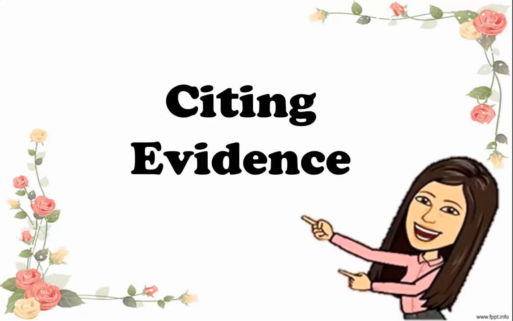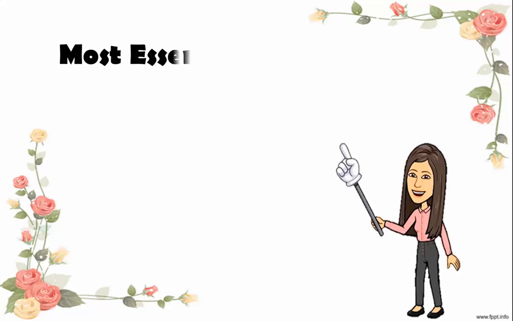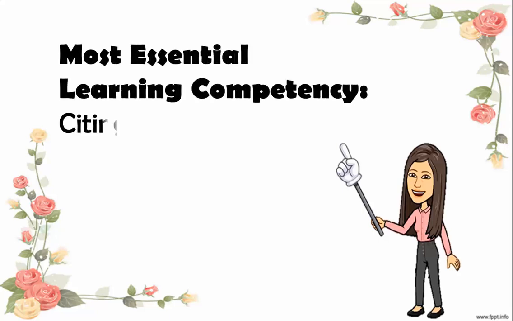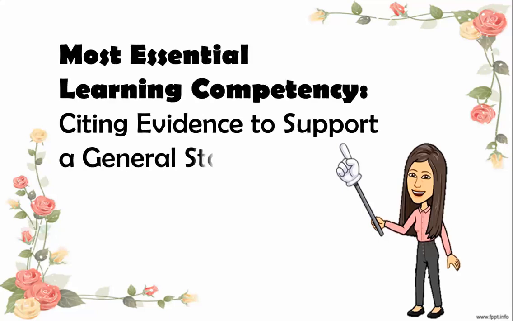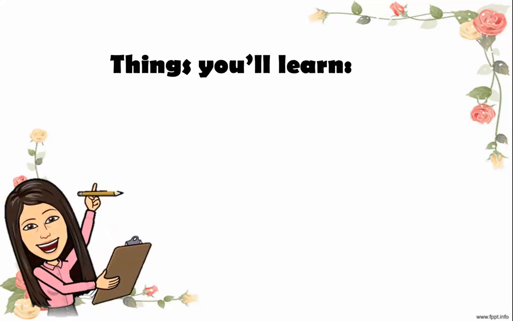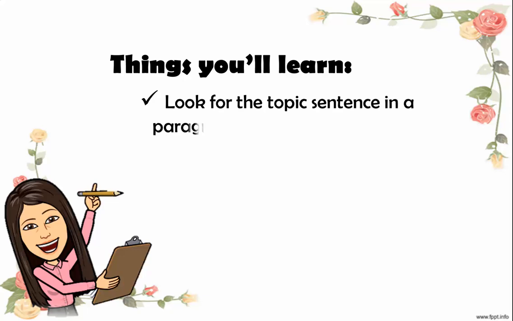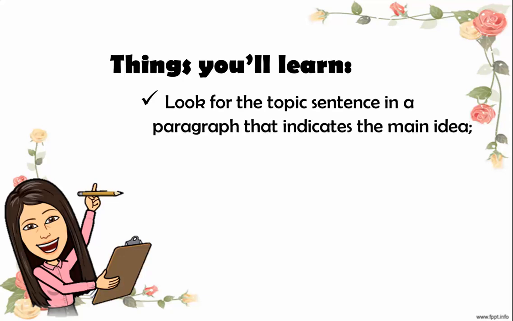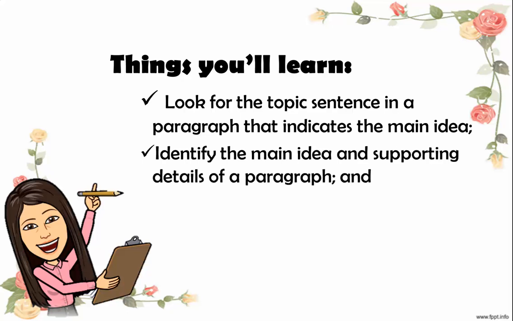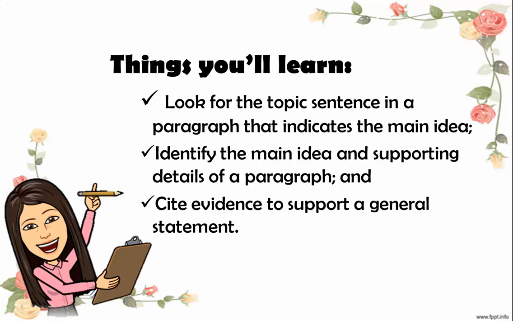This is in line with the most essential learning competency of Module 5 for the third quarter, citing evidence to support a general statement. In this video, you will learn how to look for the topic sentence in a paragraph that indicates the main idea, identify the main idea and supporting details of a paragraph, and cite evidence to support the general statement. Get ready as we embark on another learning adventure.